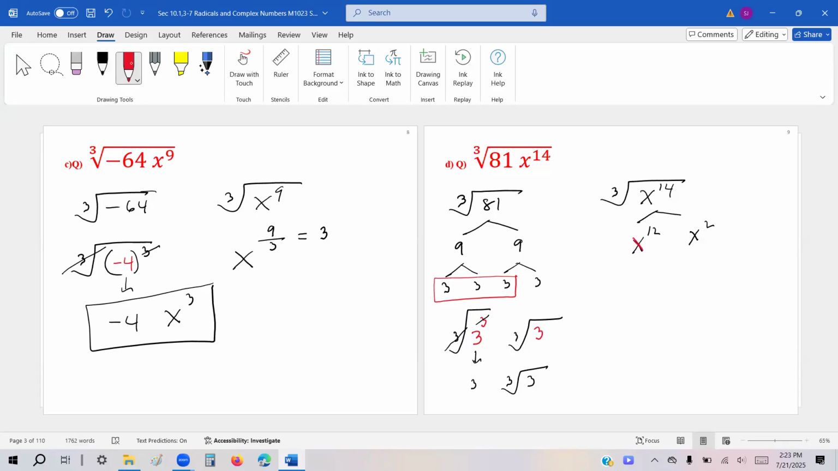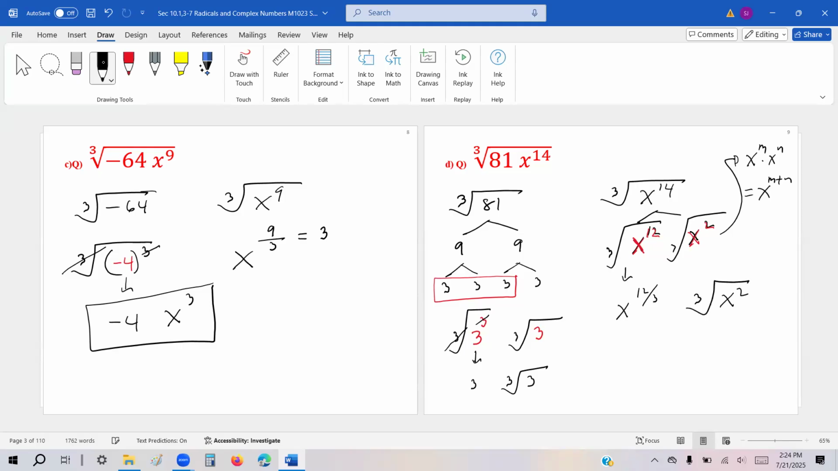So this is x to the 12 and x to the 2. See, we are using the exponent rules again. The exponent rule we are using is if you have x to the m times x to the n, then it says x to the m plus n. So we are using it in the reverse direction. We are given the sum, we split it into 2 pieces. Why? Because our goal is to simplify. So this becomes x to the 12 over 3, and this is not divisible by 3, so leave it alone.